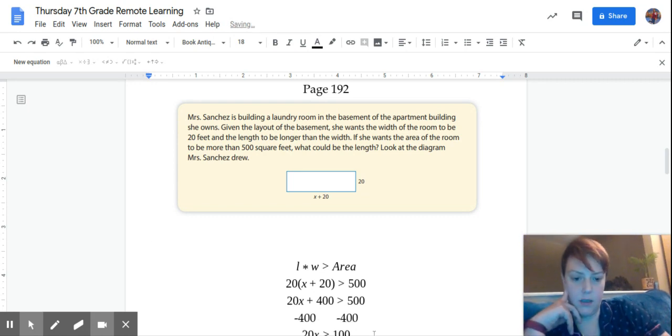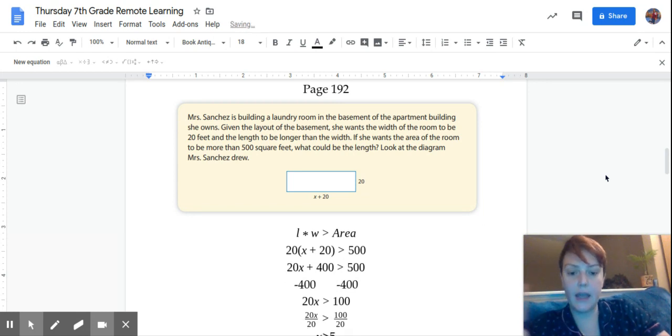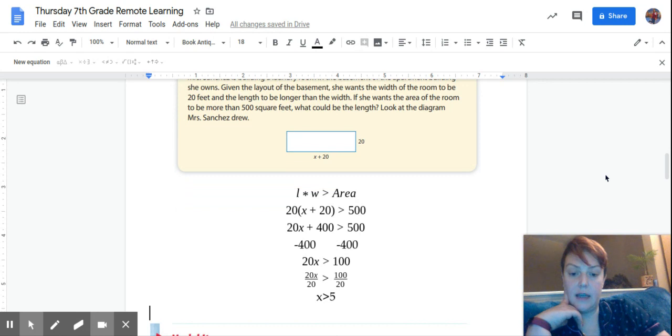And then I subtracted 400 from both sides because that's our single number, that's our constant. And then we got 20x is greater than 100. And then we divided both sides by the coefficient, which was 20. And we got x is greater than 5.